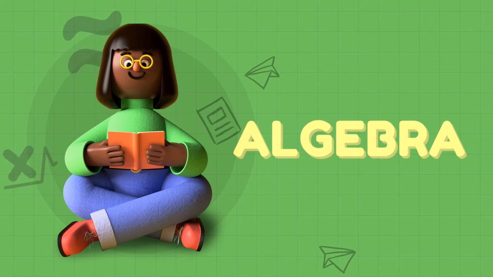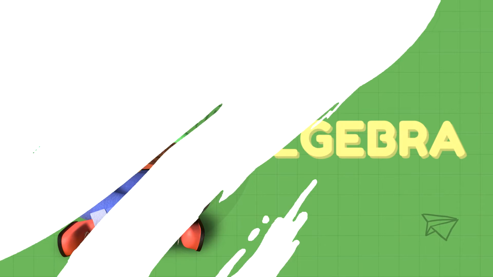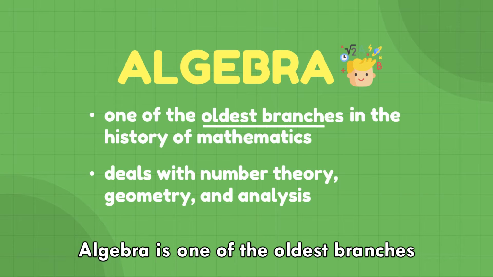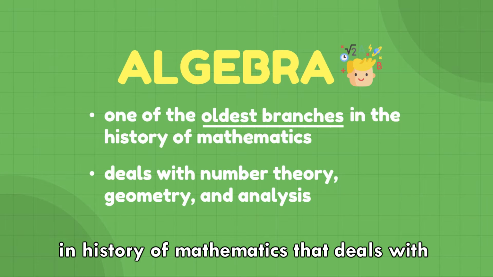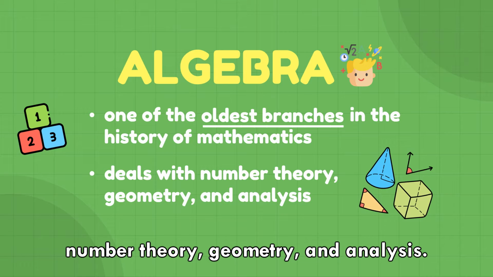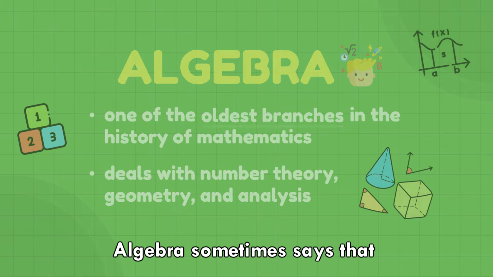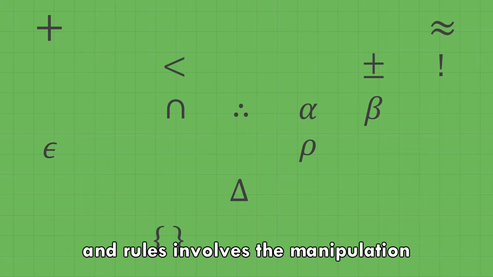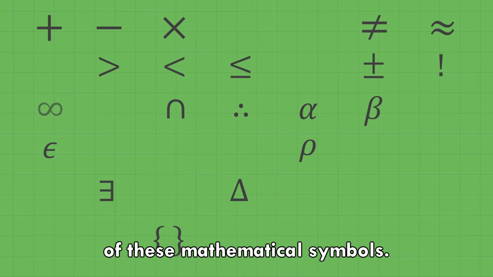Algebra. Algebra is one of the oldest branches in the history of mathematics that deals with number theory, geometry, and analysis. Algebra is sometimes said to be the study of mathematical symbols and the rules involving the manipulation of these mathematical symbols.